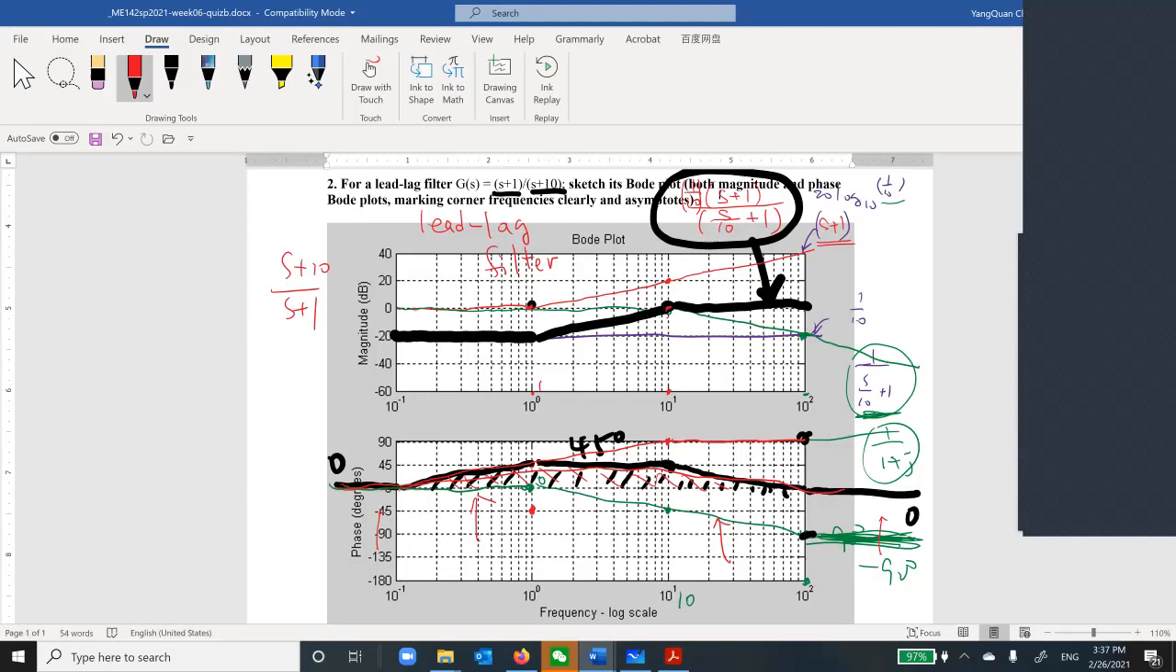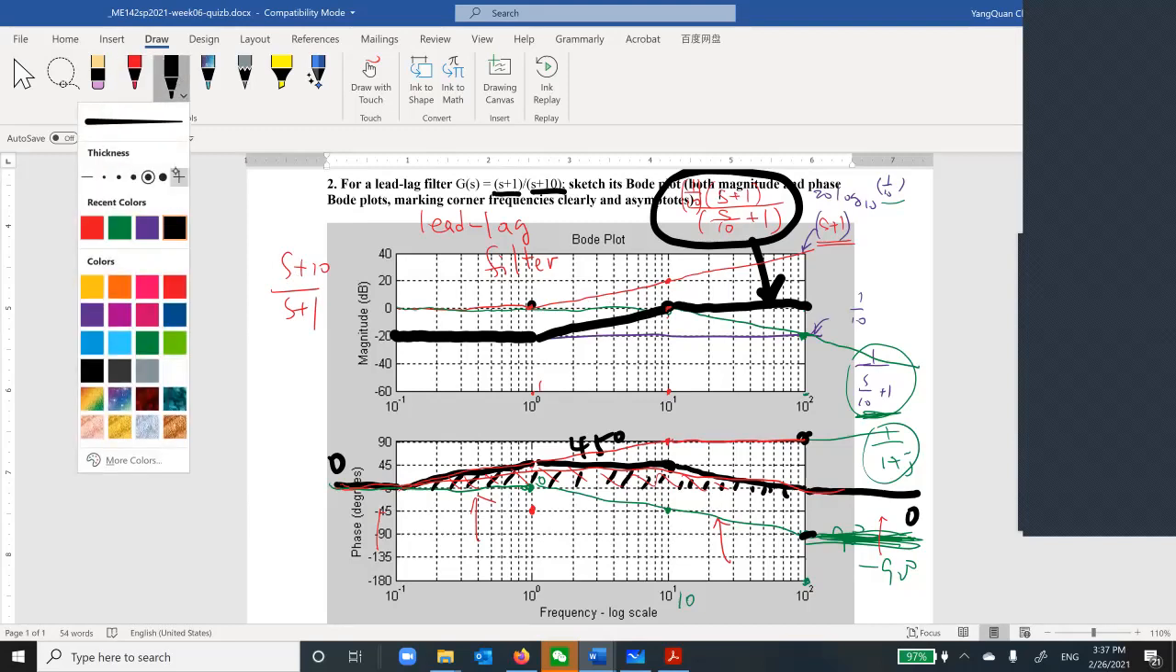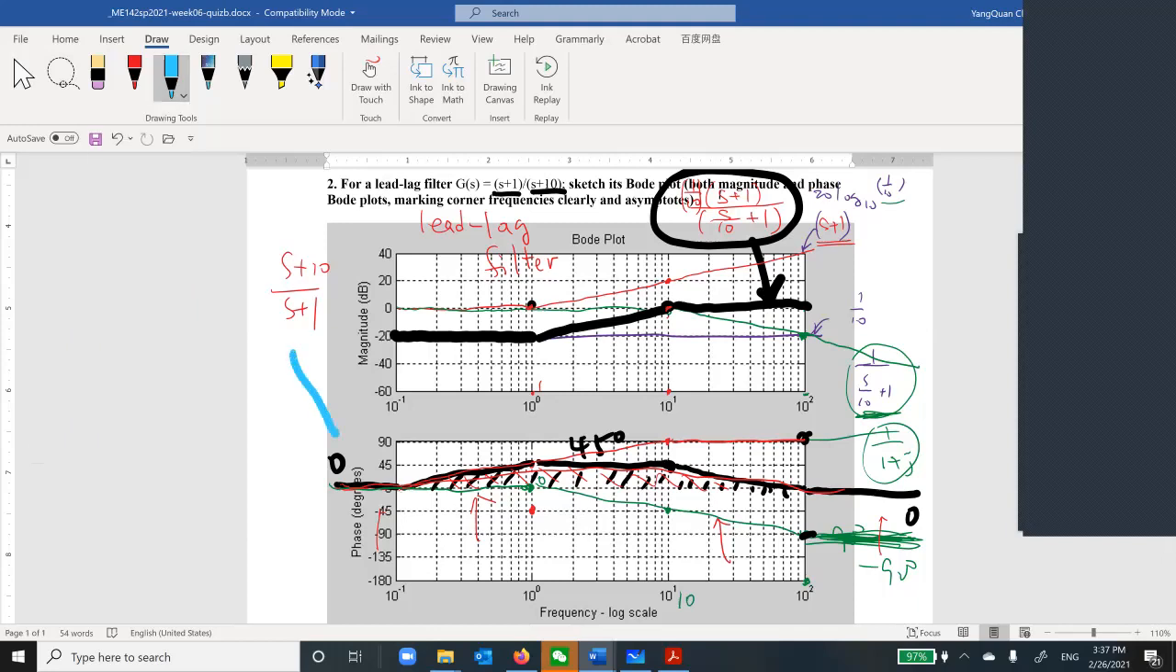So this actually is called a lag lead filter. Lag lead filter. Lead lag filter. So you lead first, then you lag. You lag first, then you lead. So you can imagine the phase would be something like this. I need a fancy color. Let me do this. So then if we do this one, you will see that the phase will be something like this.